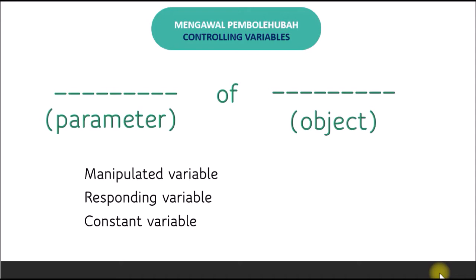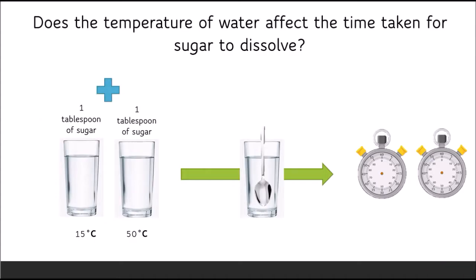There are three types of variables: manipulated variable, responding variable, and constant variable. We will go one by one. But before that, we will go through one experiment to identify what the variables are for the experiment. This is the issue: does the temperature of water affect the time taken for sugar to dissolve?